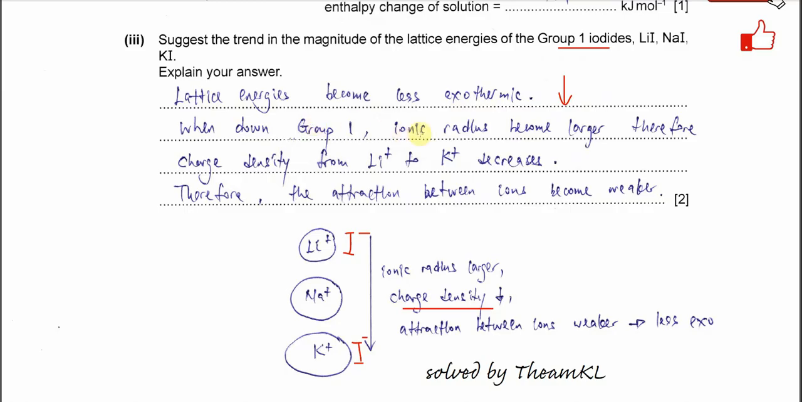So when going down group 1, the ionic radius becomes larger, therefore the charge density from lithium to potassium ion decreases. With lower charge density, the attraction between the cations and anions becomes weaker. Weaker attraction means less energy is released and therefore it is less exothermic.